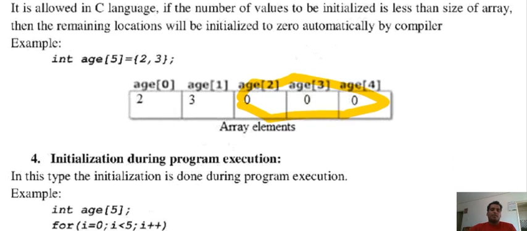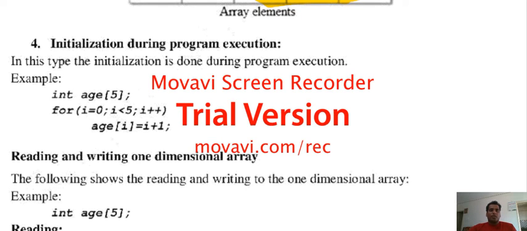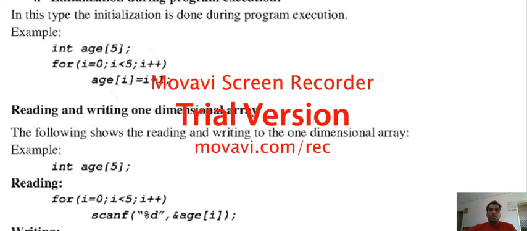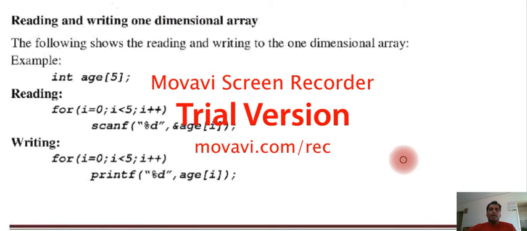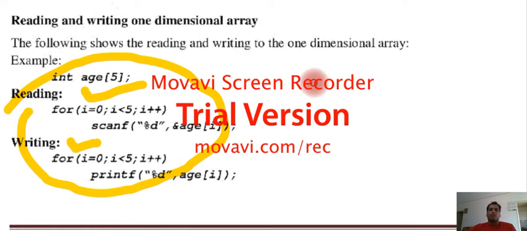Next, initializing during execution. During your program execution, the values should be stored. It has two main concepts here, reading and writing. These two are very, very important in arrays: reading the element and writing the element. If you understood this topic, you can write any program in arrays.